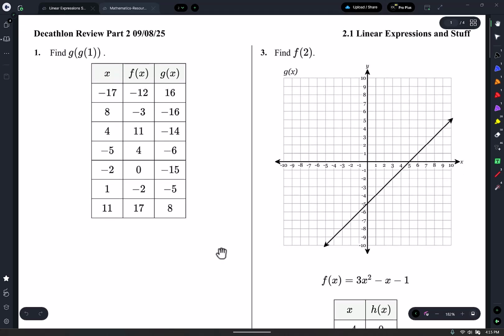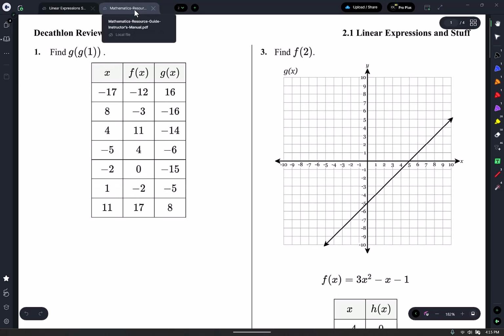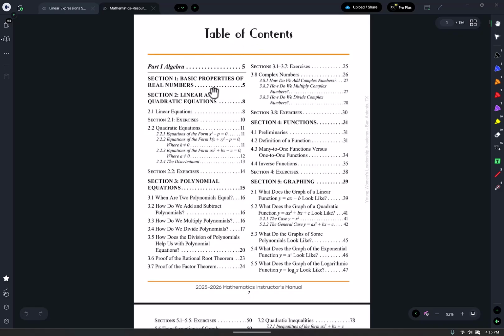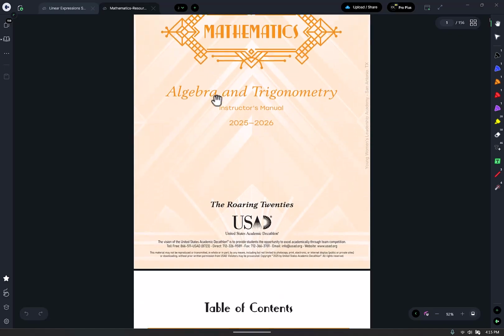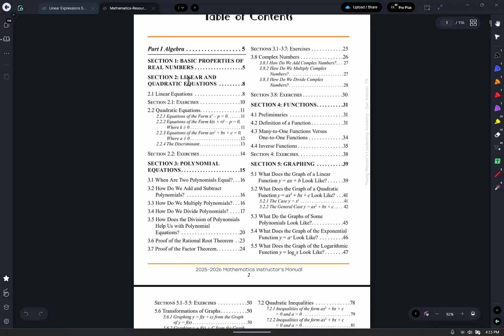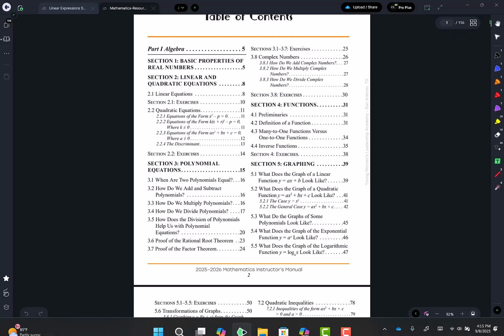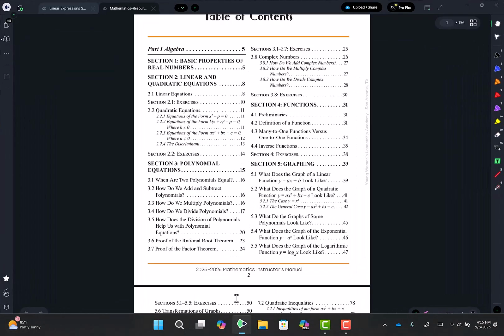So this is, in case you're wondering, what we're working on. I'm using this guy, what they were talking to us about algebra and trig. I'm just going down linear and quadratic equations. I'm going to start with 2.1 linear equations. So here we go.